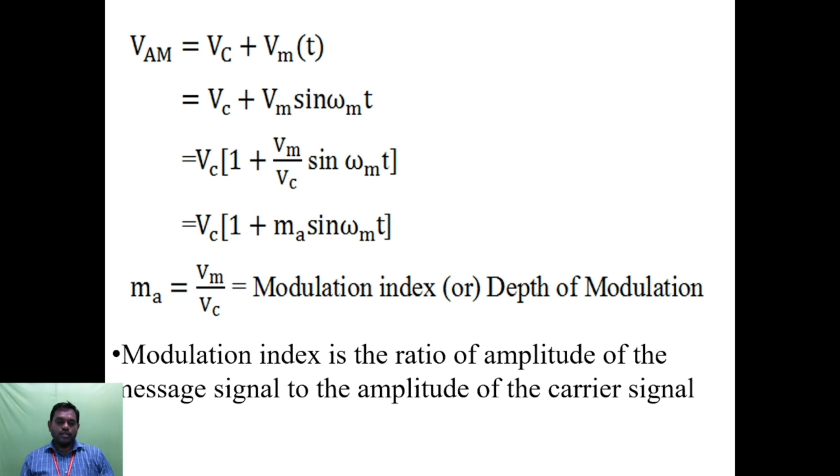Here Ma is represented as the ratio of Vm by Vc, that is Ma is equal to Vm by Vc, called the modulation index or depth of modulation. The modulation index is the ratio of the amplitude of the message signal to the amplitude of the carrier signal. Here Vm is the amplitude of the modulating signal, and Vc is the amplitude of the carrier signal. The ratio of Vm by Vc is called the modulation index or depth of modulation.